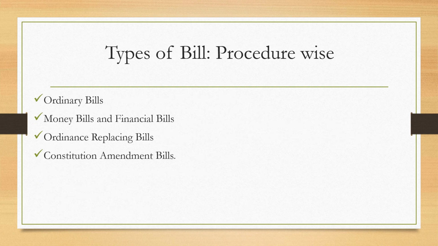On the basis of procedure, if you wish to categorize, then there is ordinary bill, which we can further categorize into government bill and private member bill. Then money bill, which is always a government bill, obviously not by a private member, and finance bill. Ordinance replacing bill, which is again by the government only, and the constitution amendment bill. So these are the bills, because they have their own different procedure, which I will discuss in later lectures.